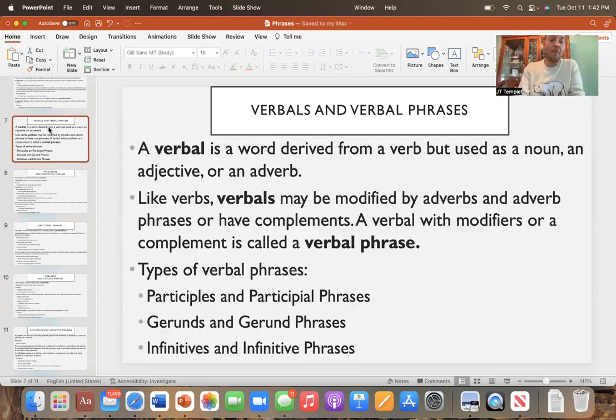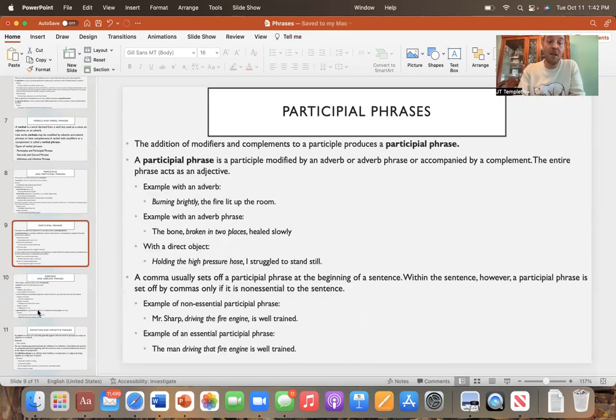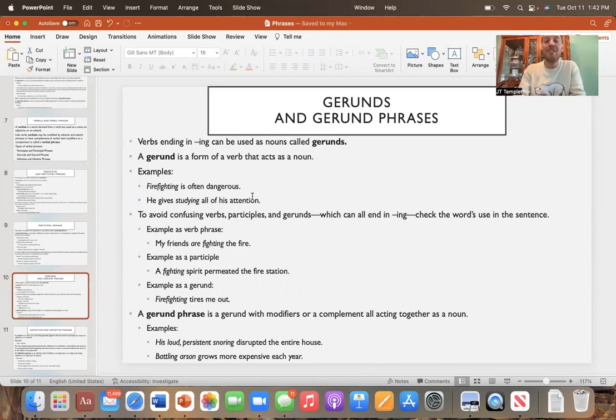Gerunds and gerund phrases. When we looked at participles, they were very particular types of verbs. Here, gerunds and gerund phrases are verbs ending in ing that function as nouns. Think of running, like she went running. Running is a noun, right? It's an action, or swimming. One can swim, but also swimming itself is its own noun, its own thing.